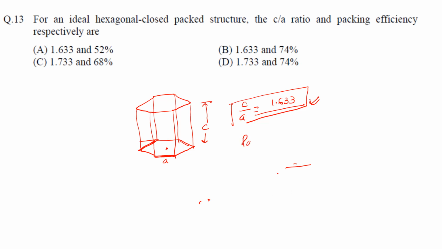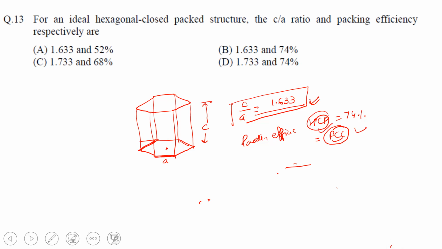And we know that the packing efficiency of HCP is 74%, and that is also equal to your FCC. The packing efficiency of FCC and HCP both are the same, that is 74%, right? So which one is the correct option? So option B is the correct option. So the answer will be option B.